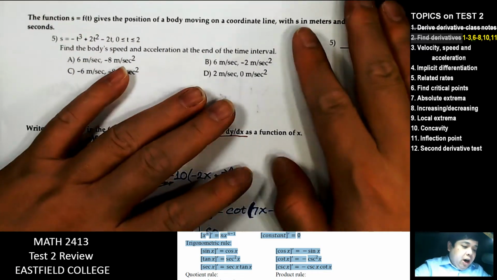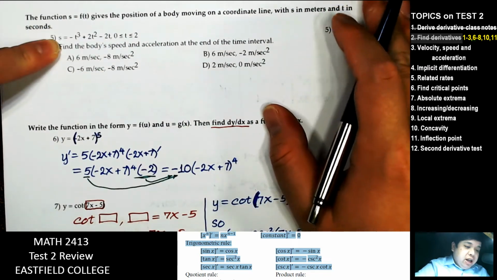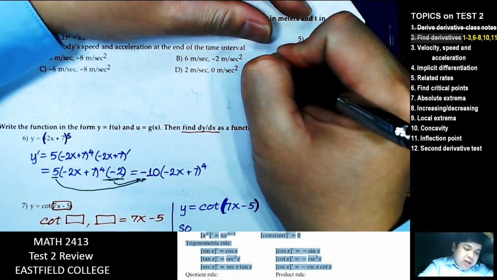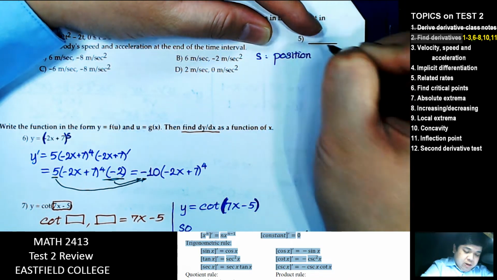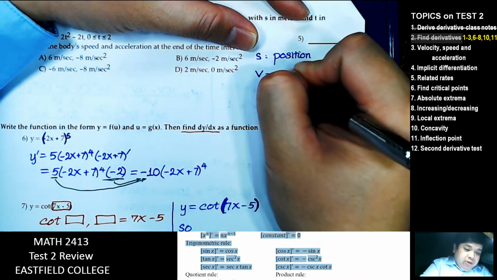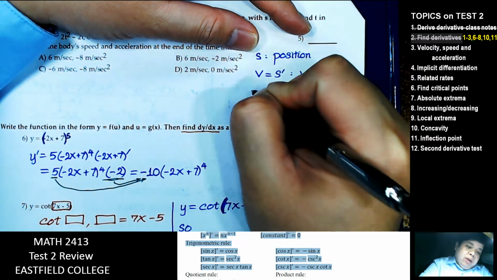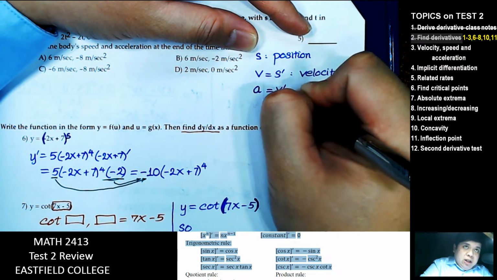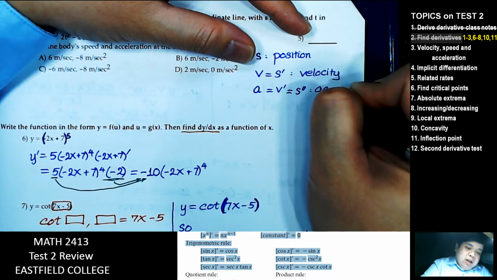Next we have velocity, speed, and acceleration. So first, if we have s is the position function, I'm going to write a little note here. S is the position. V, velocity, obviously, is the derivative of the position function. And then acceleration is the derivative of velocity, or the second derivative of the position function. That is acceleration.